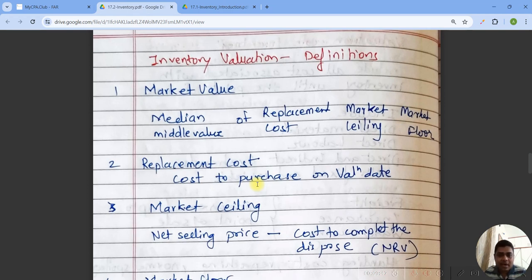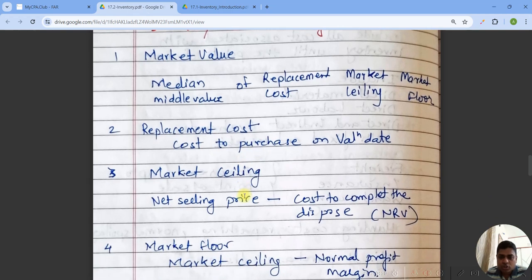First is the market value. What is called market value? It is the median of three concepts. One is replacement cost, then we have market ceiling, and then we have market floor. The median or middle value of all these three is the market value. Replacement cost is the cost to purchase on the valuation date. If you have to buy similar inventory on the date of valuation, what is going to be the cost? That is the replacement cost.